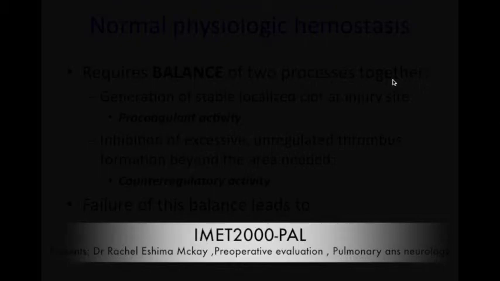So if we look at the normal physiology of hemostasis, it's really a balancing act. It requires a balance of two processes working together. One is the generation of stable localized clot at a site of injury. That's by procoagulant activity. And inhibition of excessive, unregulated thrombus formation beyond the area where it's needed.